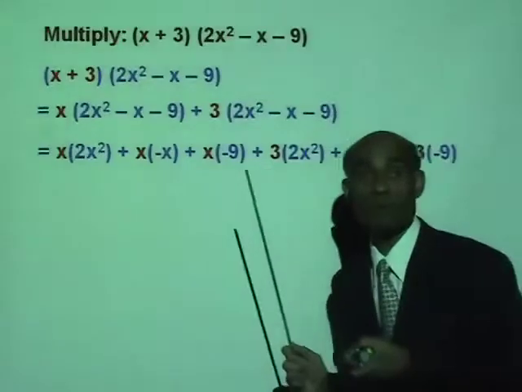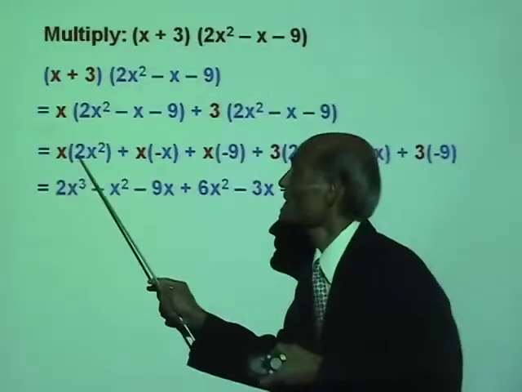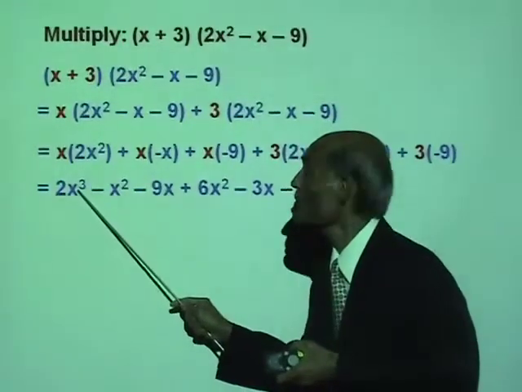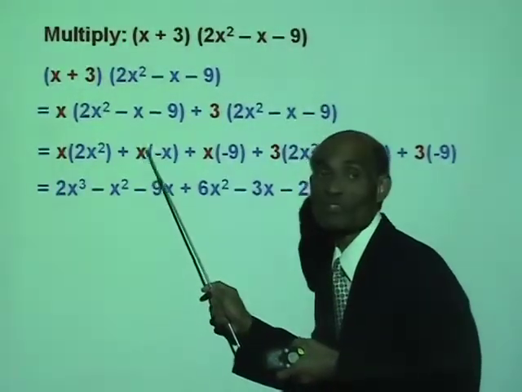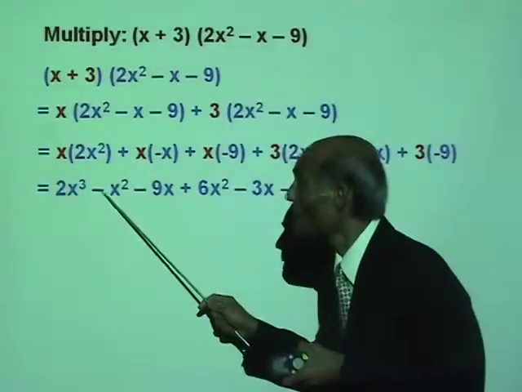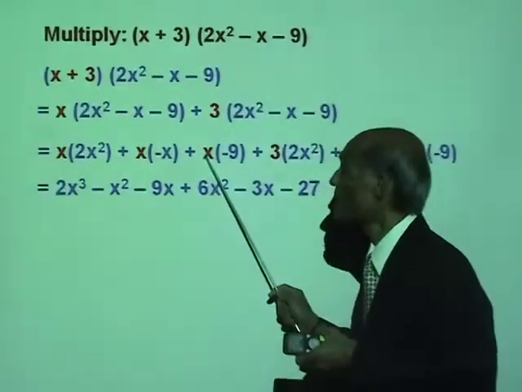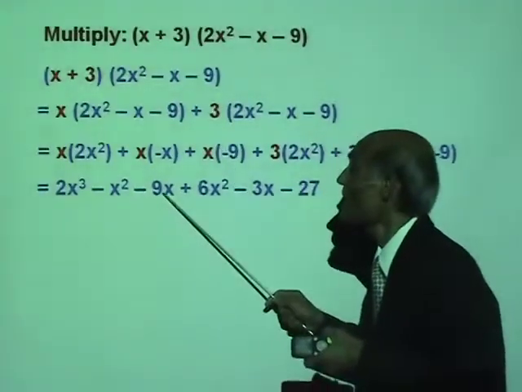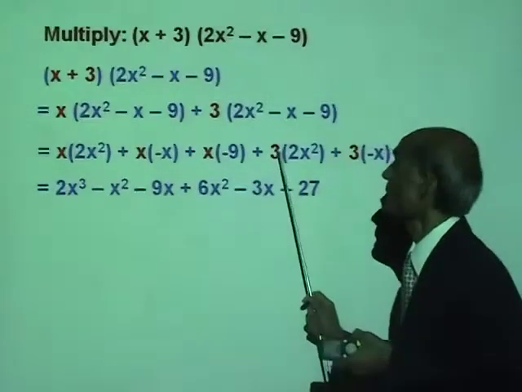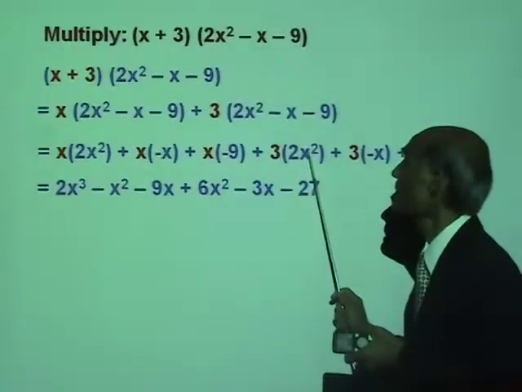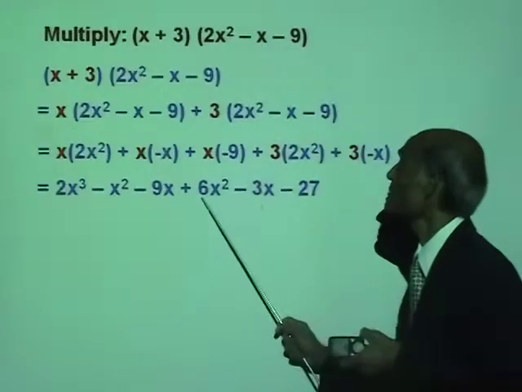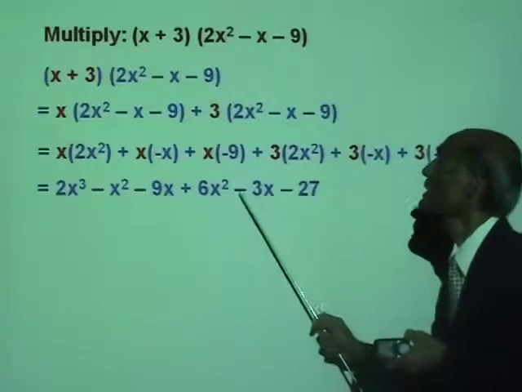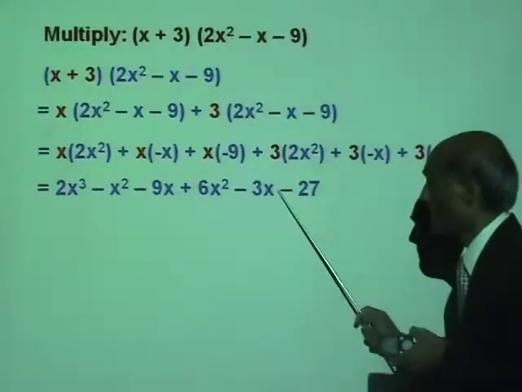We are now ready to multiply. That will be 2x times x squared is 2x cubed. Positive x times negative x is minus x squared. Plus x multiplied by negative 9 is minus 9x. Alright, now 3 times 2x squared is 6x squared. Positive 3 times negative x is minus 3x, minus 27.